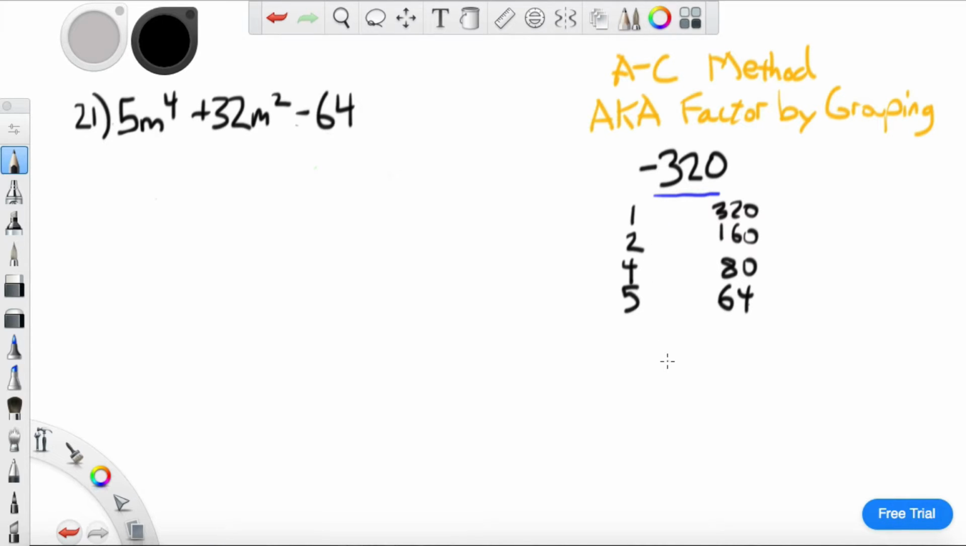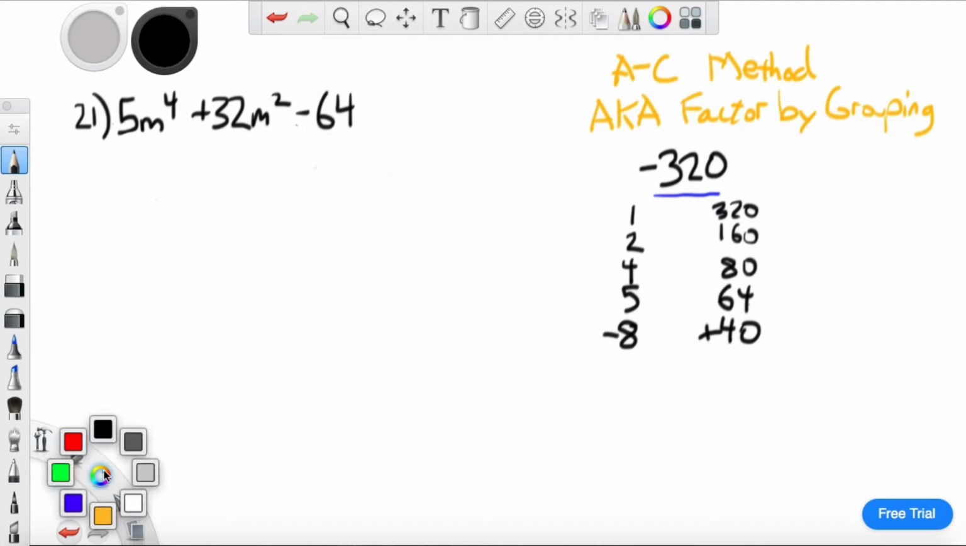Does it divide by 6? I've got a calculator, I'm cheating. Not 6, and I don't think 7 either. Let's try 8, because 32 divides by 8. 320 divided by 8 is 40, very promising. The difference between 40 and 8 is 32, so I think I have a positive 40 and a negative 8.